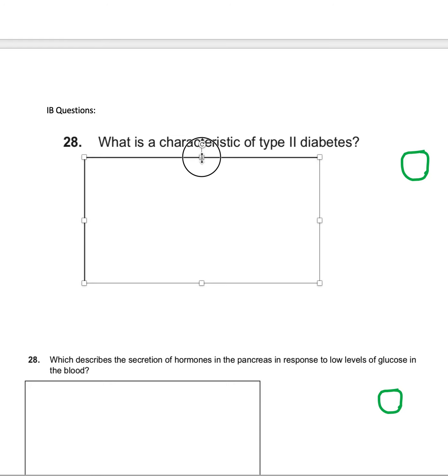So what is the characteristic of type 2 diabetes? Remember in the video above, type 2 diabetes is the one where you're fat, you're obese, and your body doesn't recognize insulin. Insulin is like a different language to them. They don't know what to do with it. So let's look at the options.